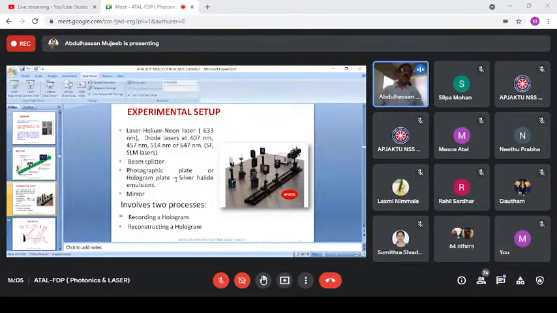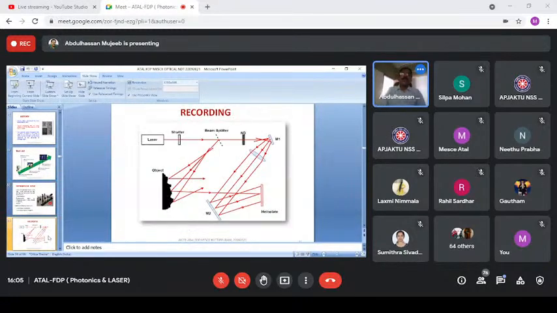holograms. So as I told you, holography involves two processes. The first one is called recording. In the recording process, the object is irradiated with a laser beam. A single laser is used. A beam splitter is used to split the beam into two. One beam is made to fall on the object and the other beam is directly made to fall on a mirror. This is considered as the reference beam.